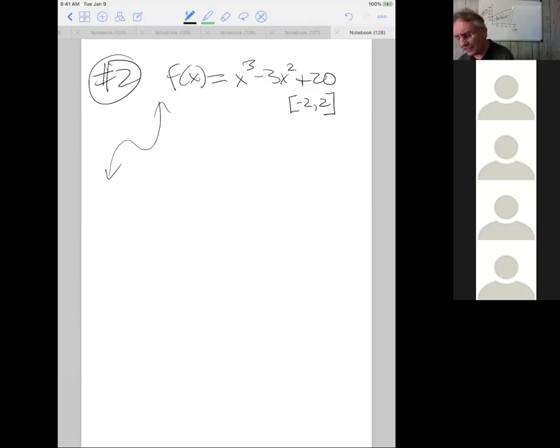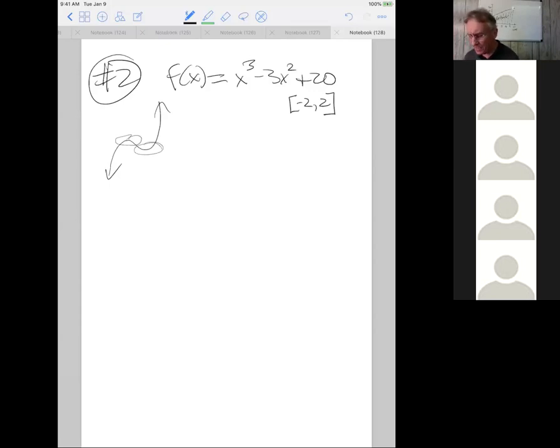Okay. So remember what you've got to do. You've got to check the endpoints and any critical values in between, where you might have a possible high and a low, and that's going to happen where the slope is equal to 0. That means you take the first derivative, set it equal to 0, find critical numbers, and if there's any between the endpoints, you check the endpoints and those critical numbers.